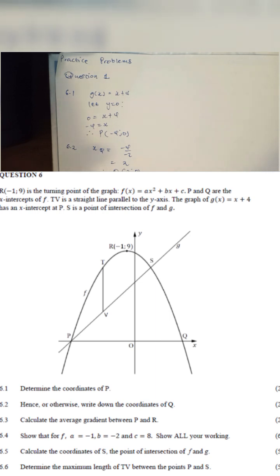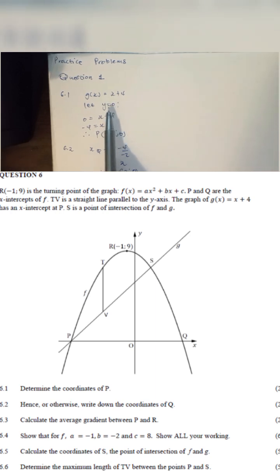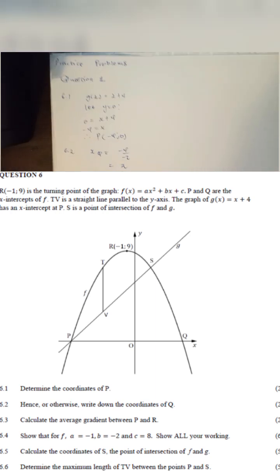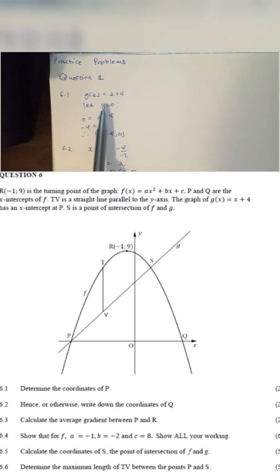So what do we do to find the x-intercept? Well, we let y equal 0. g of x is equal to x plus 4 is the equation that we'll be using. So 0 is equal to x plus 4, x is equal to negative 4. Therefore, those are the coordinates of P. P is (-4; 0). So the x is negative 4 for P and y is 0, because at the point of intersection, y is at 0.